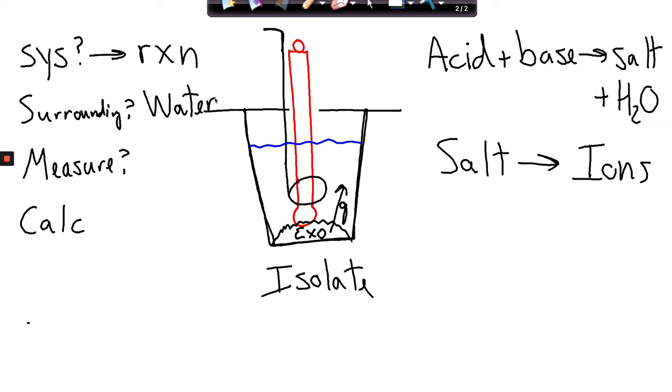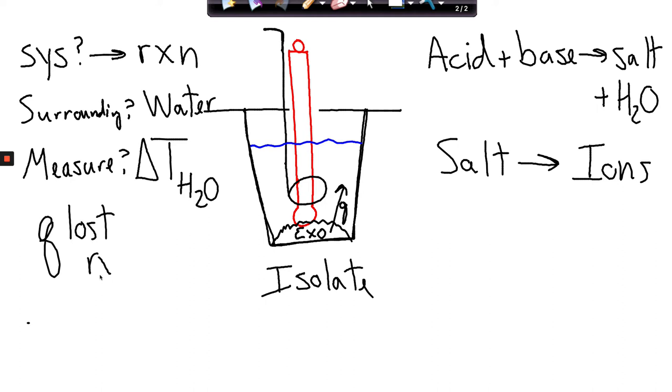So the thing that we are going to measure is the temperature, and specifically the temperature change. But the temperature change of what? The water. And this is where it gets confusing, because the water is our surroundings. The water is not our system. So if the water is gaining energy, what happens to the system? It's losing energy. And what do you know from the first law of thermodynamics is true of the amount lost and the amount gained? They're the same. And I'm going to move my word calculation down. All of this hinges on the idea that the Q lost by the reaction is equal to the Q gained by the water, and vice versa.